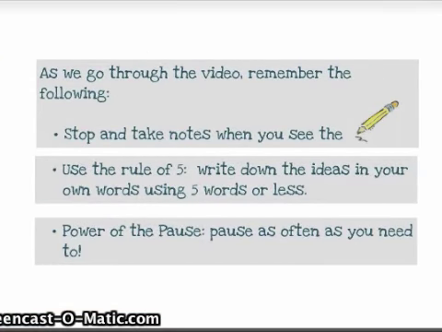Okay, just a quick review. Remember to stop and take notes when you see the pencil. Really try to think about what the guided notes are asking for and only write down the things that you need to. For example, in this video at least, you will not need to write down any of the examples, so please don't. Because if you write down the examples, you're probably missing some other important information that you should be writing down. Using the rule of 5, of course, and pause as often as you need to and rewind.